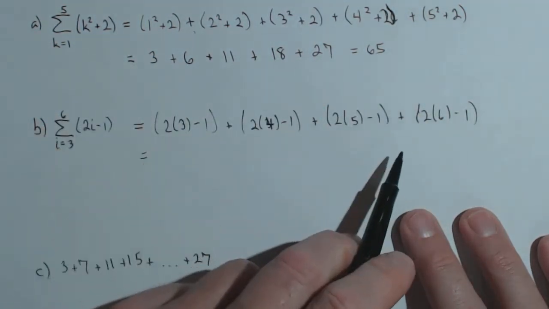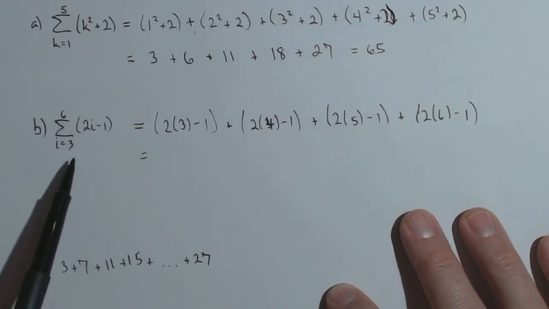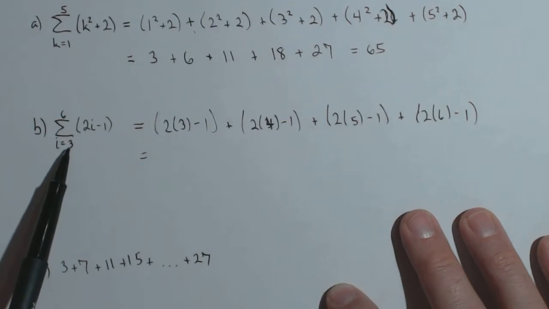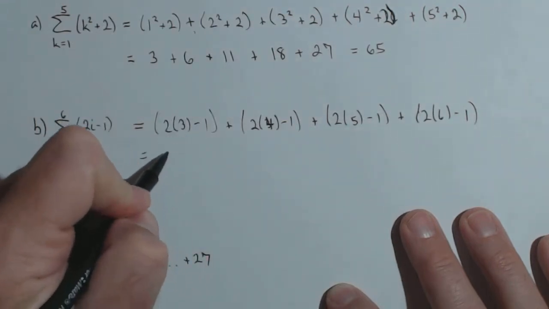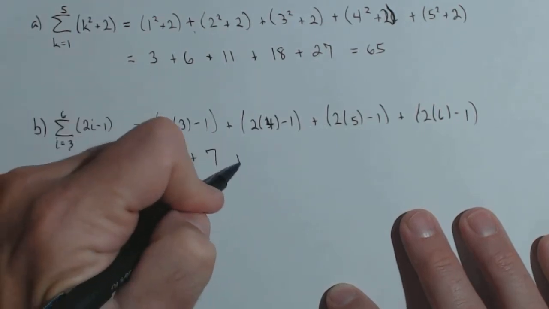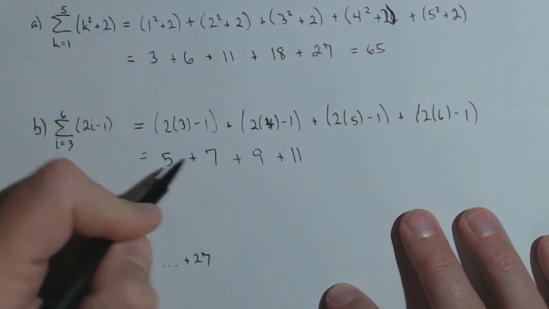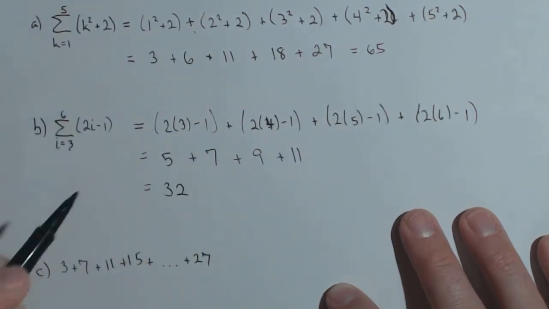Now look at that, there's 4 terms, because remember, this is one of the terms. When we do subtraction, we take a number away. We have to add in the term where i equals 3, so that's why there's 4. And so our numbers are going to be 5 plus 7 plus 9 plus 11 for a sum of 32.